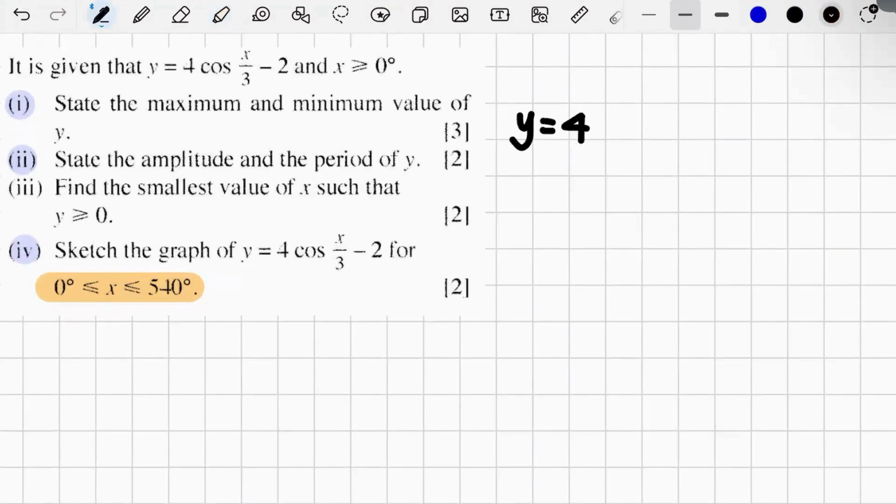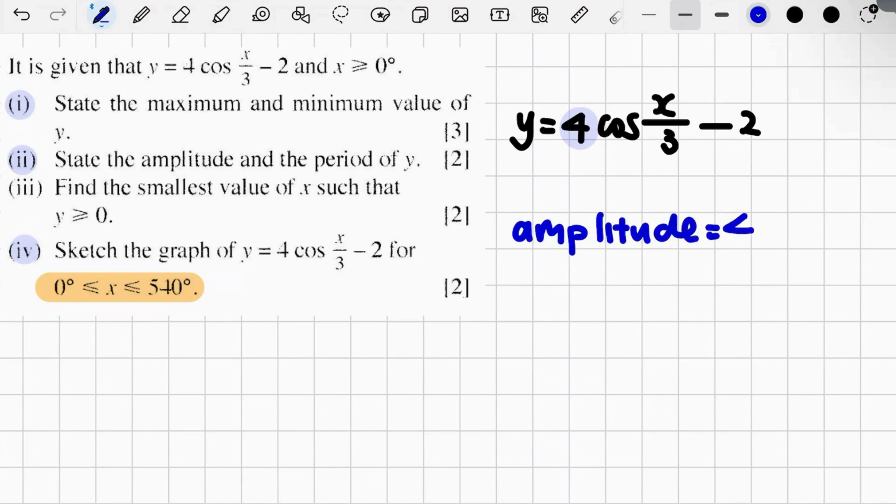So what we have here is cosine x over 3, then minus 2. From this number over here, what I can actually see is my amplitude. So my amplitude is actually 4. If we don't have any information, the maximum is 4 and the minimum is negative 4.